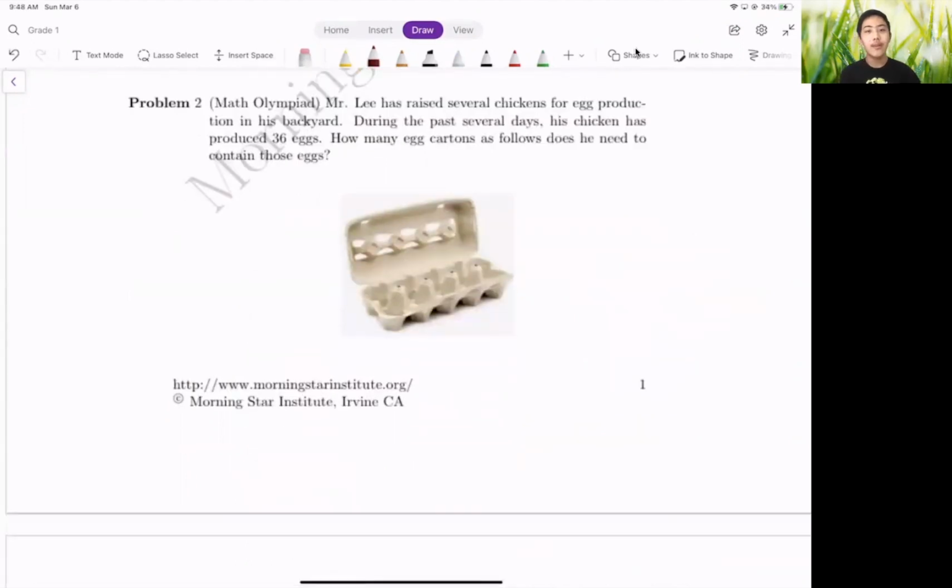Problem 2. Mr. Lee has raised several chickens for egg production in his backyard. During the past several days, his chickens have produced 36 eggs. How many egg cartons as follows does he need to contain those eggs? As we can see from the picture, each egg carton can contain 10 eggs. Because look, 1, 2, 3, 4, 5, 6, 7, 8, 9, 10. So this is equal to 10 eggs.